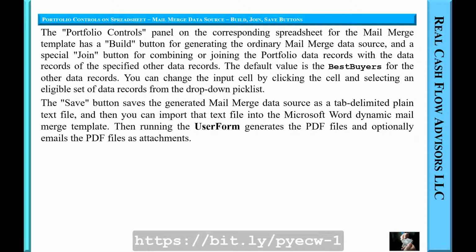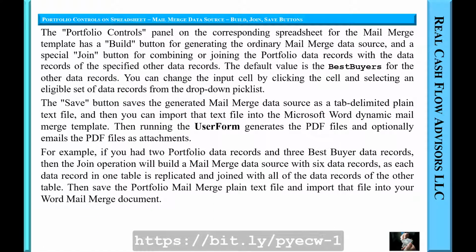The Save button saves the generated Mail Merge data source as a tab-delimited plain text file, and then you can import that text file into the Microsoft Word Dynamic Mail Merge template. Then running the user form generates the PDF files and optionally emails the PDF files as attachments.